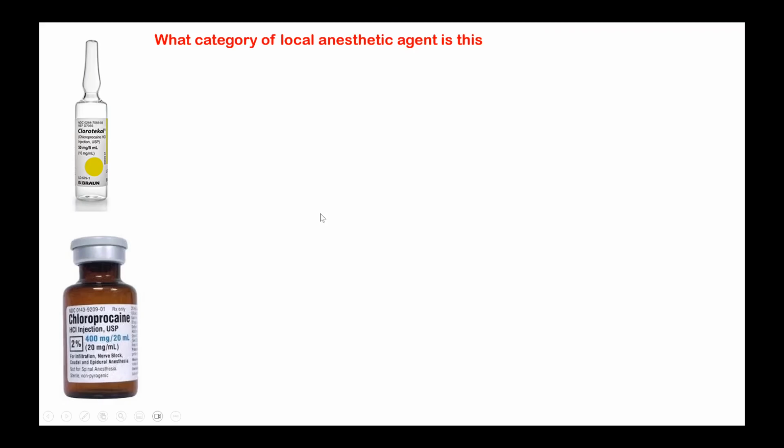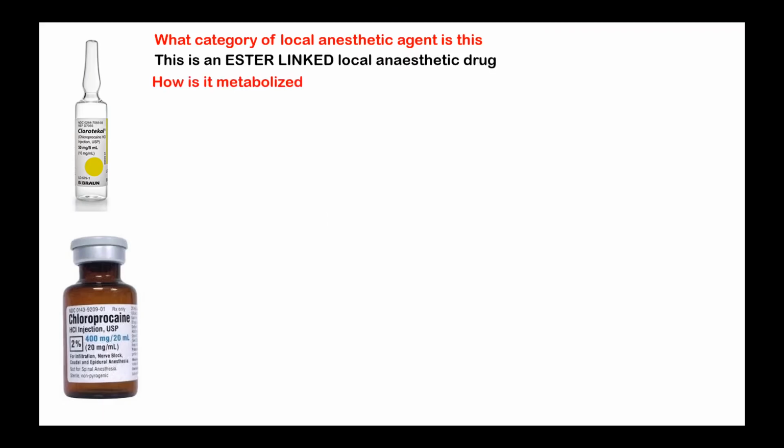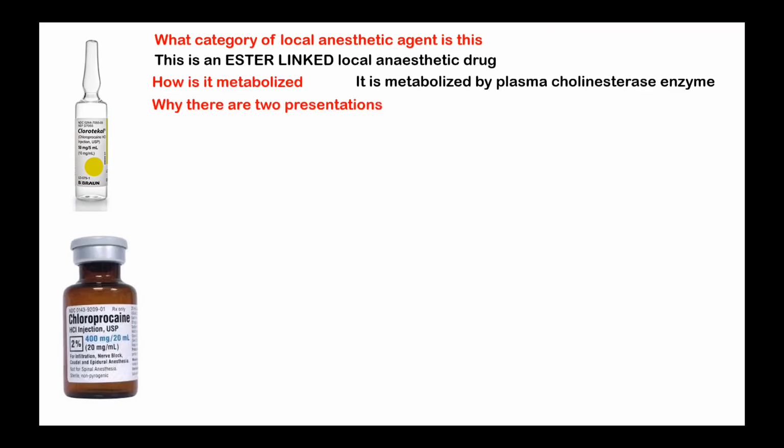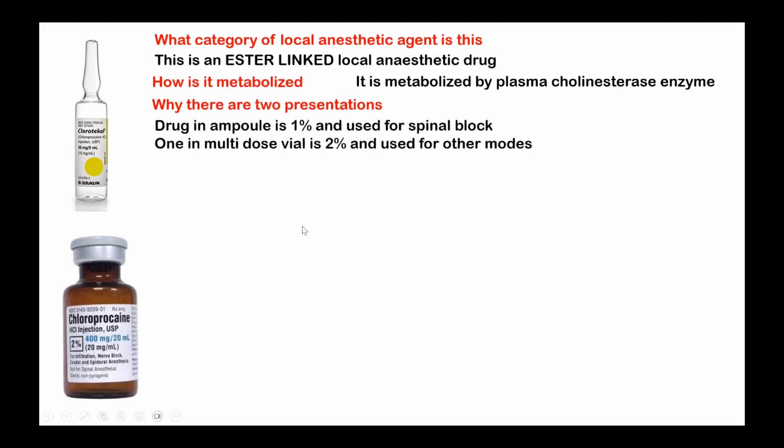Chloro. It is written chloro. It's chloroprocaine, an ester linked local anesthetic drug. It is metabolized by plasma cholinesterase. What are the two presentations? It is present as 1% used for spinal block and 2% used for other modes.